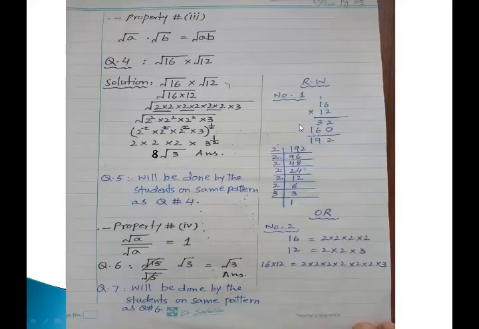Now moving forward, property number 3. Property number 3 is under root a multiplied by under root b is equal to under root ab. How can we solve them? Let's see question number 4, which is under root 16 multiplied by under root 12. Whenever there are two numbers which are multiplying together, we can write them under one root. So we have written like that.